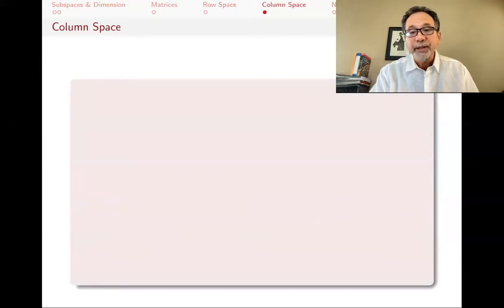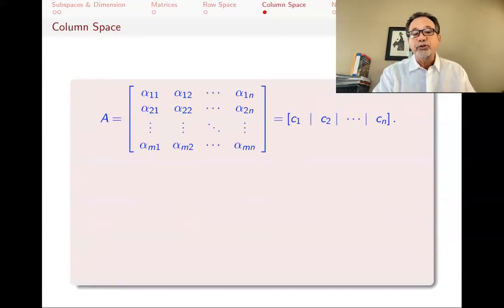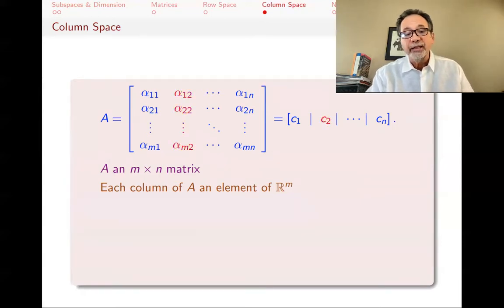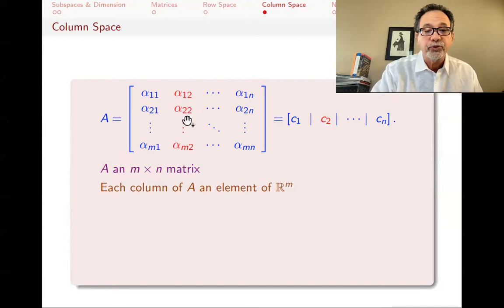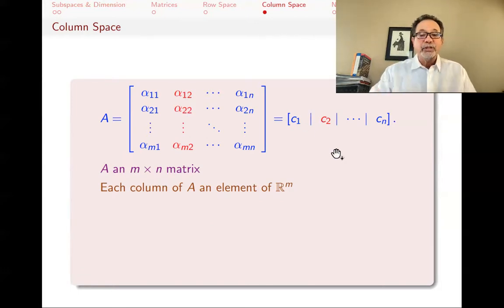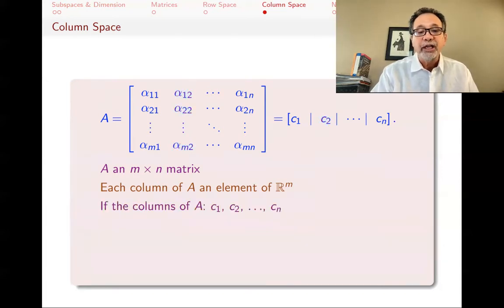Continuing on, what's a column space? It's very similar. I have this matrix A, which has n columns, again, m by n. And each column is an element of Rm. There are n columns, but each of them has m entries in it, and it's an element of Rm. Like for example, the second column, again, if you look at it, it's alpha 12, alpha 22 to alpha m2. I'm calling that C2. There's m entries in that, and that's an element of Rm. So all the columns are going to be called C1 through Cn, n of them.